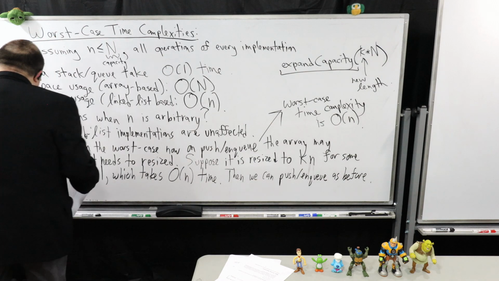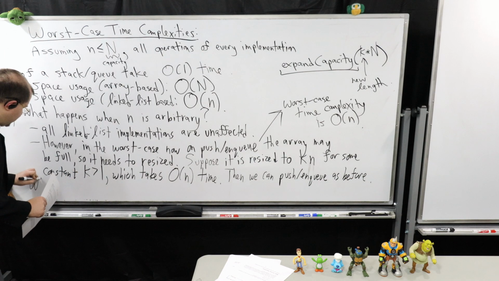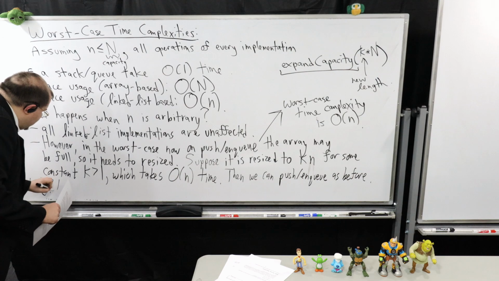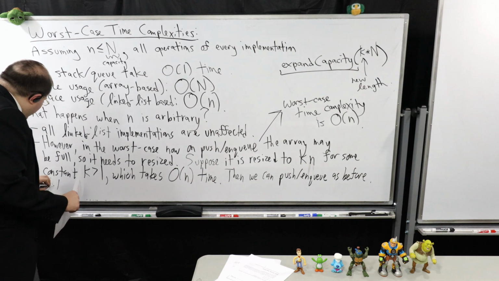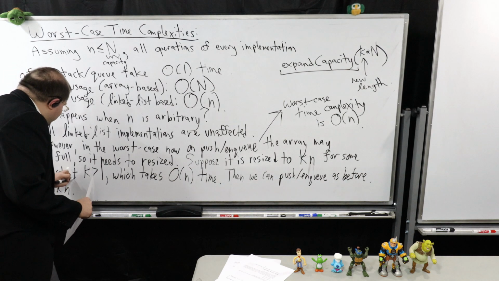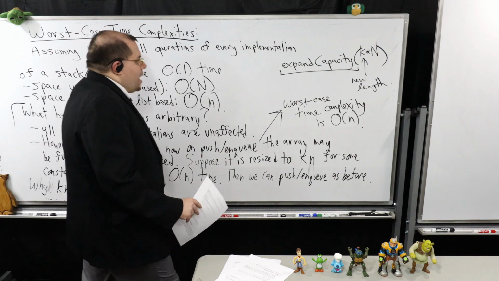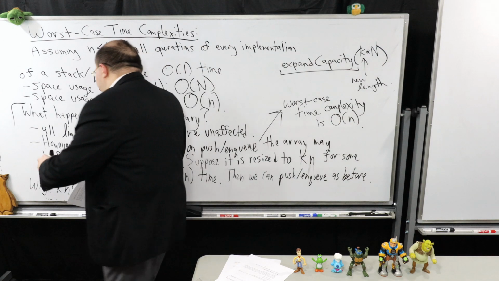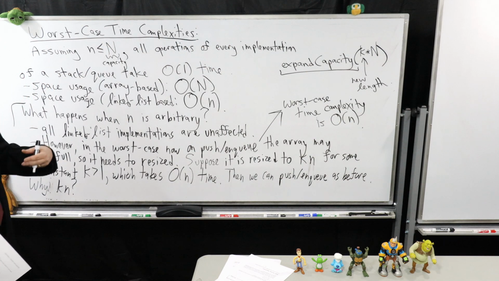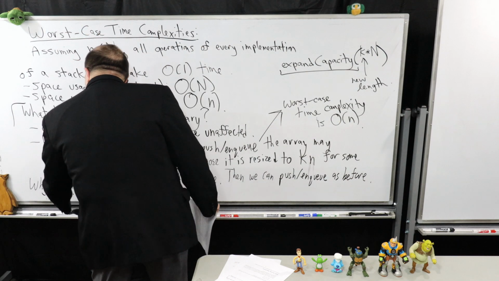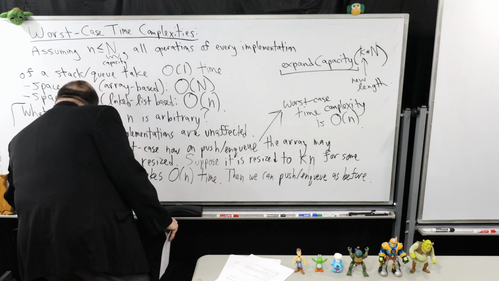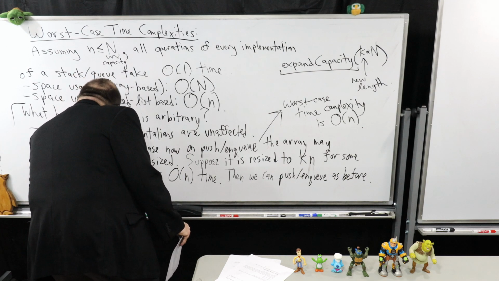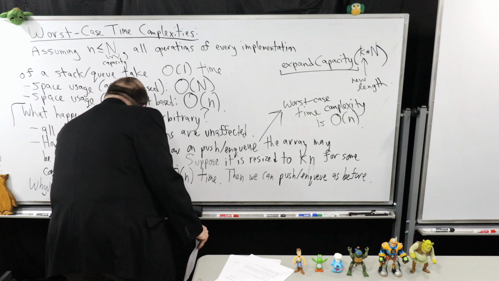I'm going to say y. So y, I was about to write a question mark. I'm saying y k times n. So y resized to k times n. In a lot of programming libraries, they refer to this k here as the growth factor.